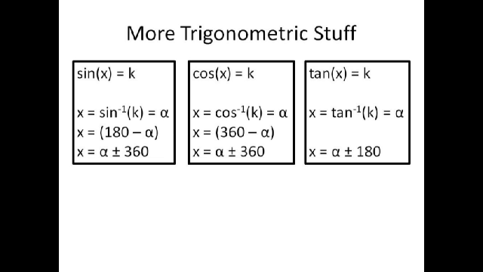Because the sine and cos graph have a period of 360, any value of x you get, you can just add 360 to it, and it'll give you exactly the same value of k. Whereas for tan, it's a period of 180, so just add 180, take 180, it'll give you the same k value.